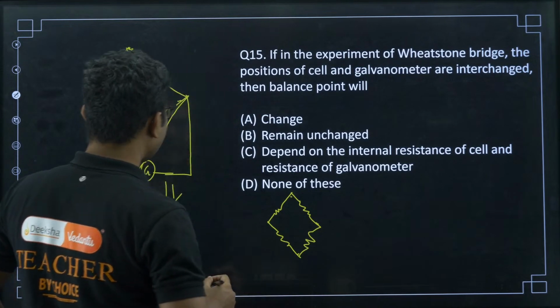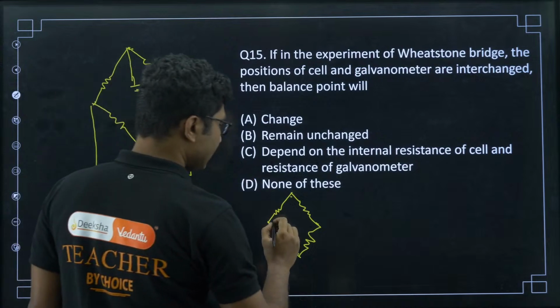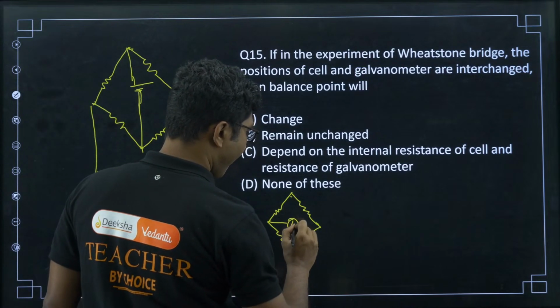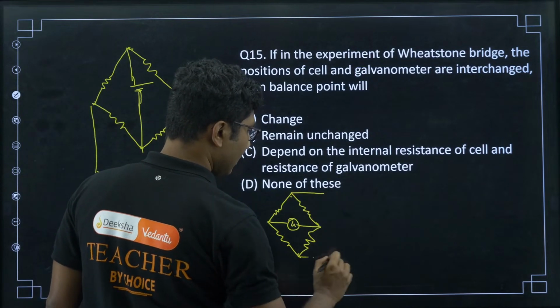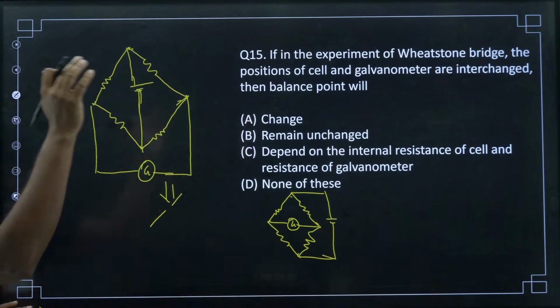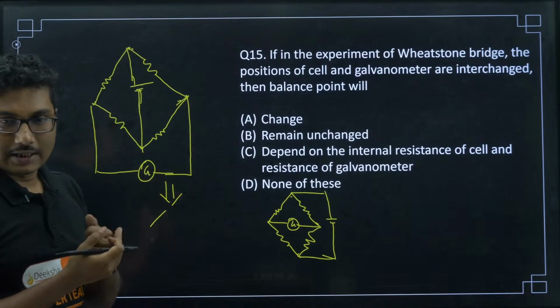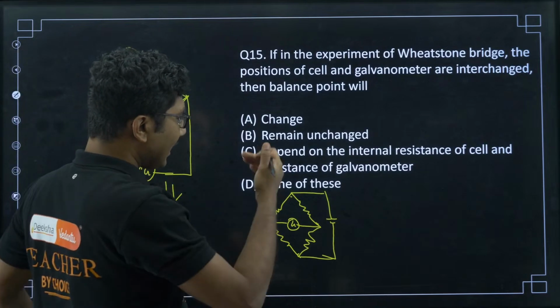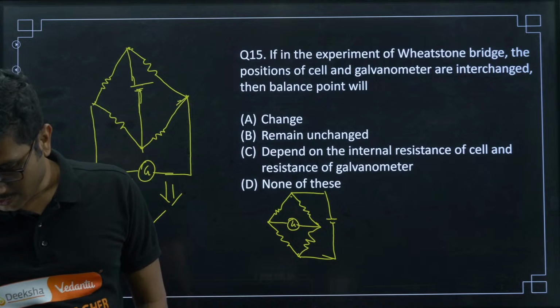So now the voltmeter, galvanometer is connected like this and the cell is now connected like this. Now this diagram is more familiar to us. Now tell me the answer.